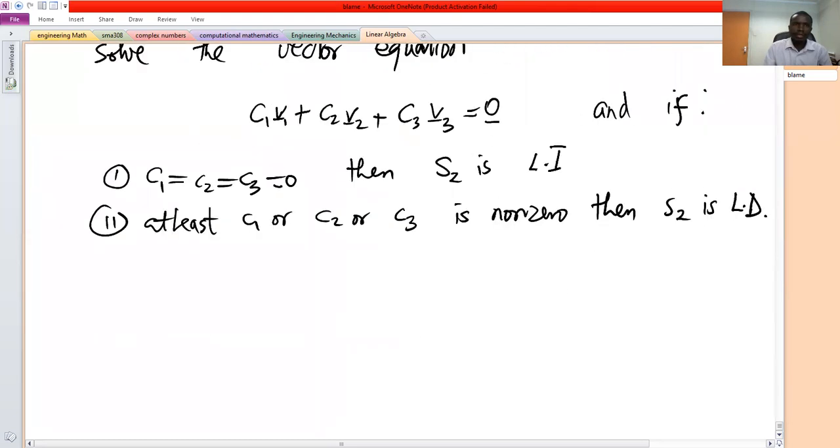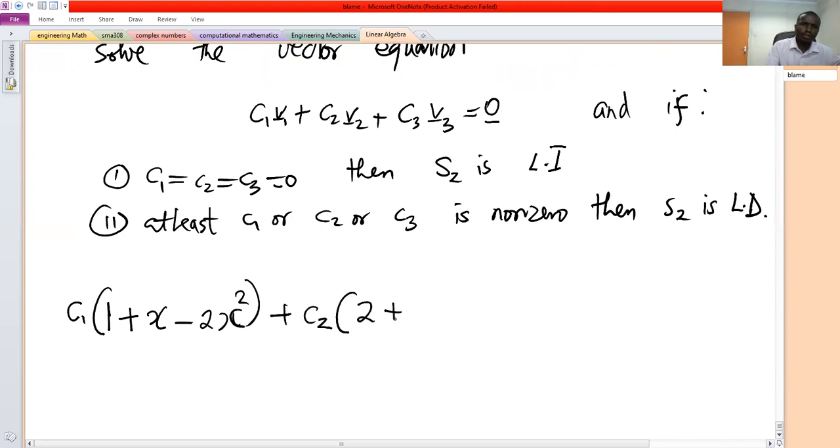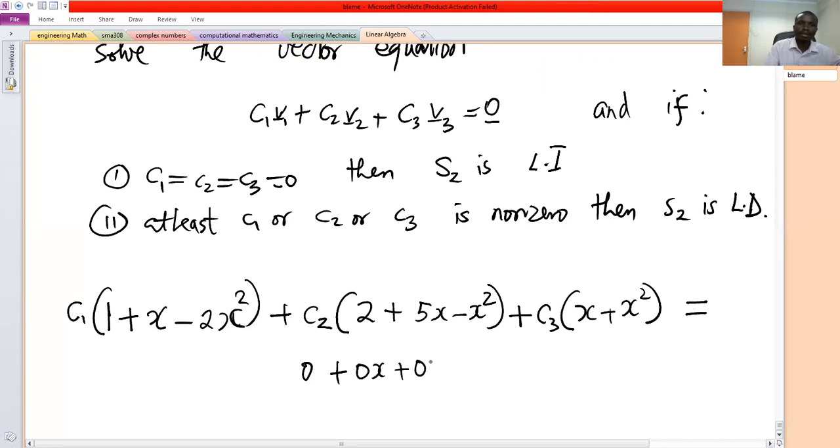So let's write the vector equation. C1 times V1, the first polynomial, 1 plus x minus 2x squared, plus C2 times V2, the second polynomial, 2 plus 5x minus x squared, plus C3 times V3, the next polynomial, x plus x squared, should give us the zero polynomial. The zero polynomial in P2 is given by 0 plus 0x plus 0x squared. This is how we write a zero polynomial in P2.